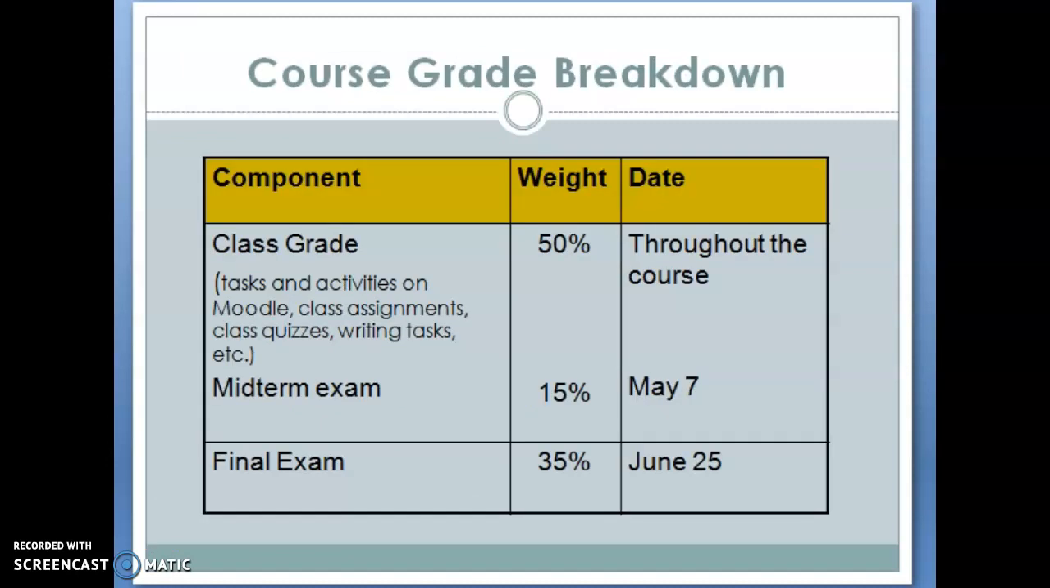So, how does your course grade get broken down? 3 components. The class grade is worth 50%. The midterm exam is worth 15%, and the final exam is worth 35%.